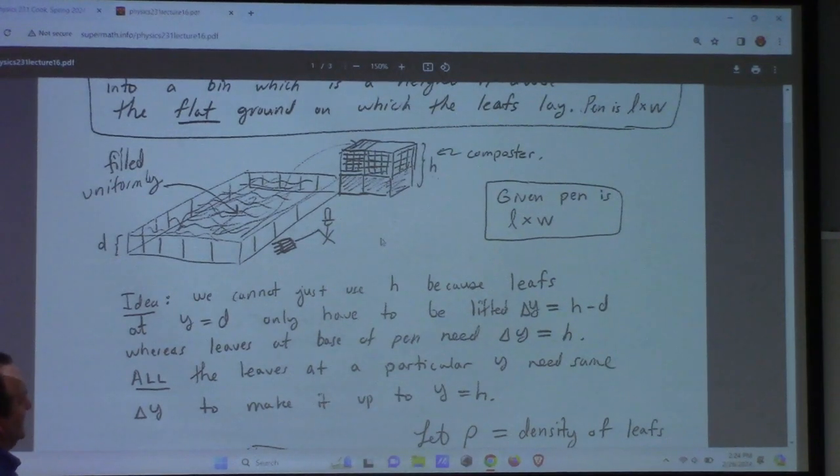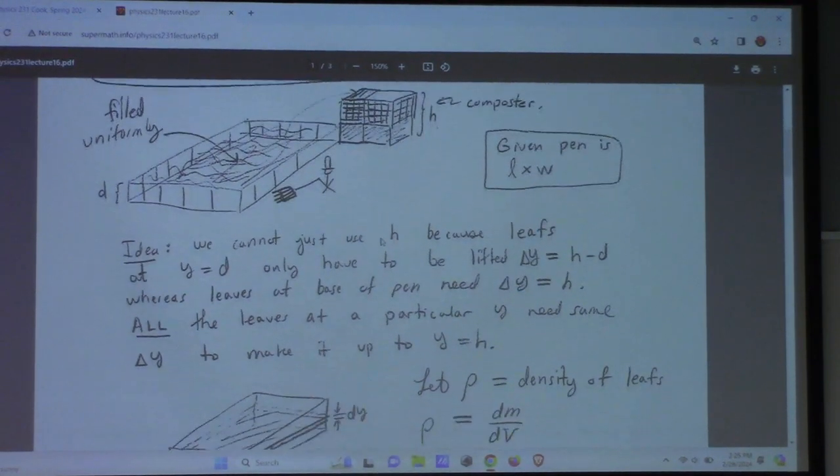All right, so I say we cannot just use h, because the leaves at y equals d only have to be lifted a height of h minus d, right? If I'm thinking about shoveling the leaves when it's already full up to the level d, those leaves have to be shoveled further up than the ones at the base, right? And the ones at the top, I have to shovel the furthest, right? So the amount of work it takes to shovel different leaves is different, because they're going different distances.